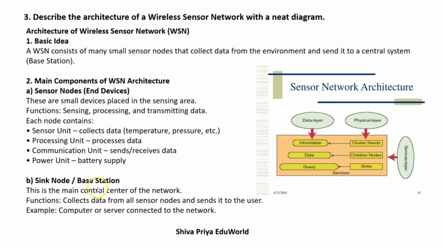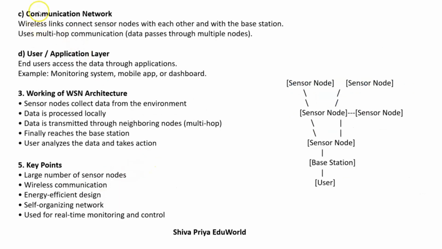This is the base station. And the next one is the communication network. We have wireless links connecting sensor nodes with each other and with the base station. It uses multi-hop communication, so data passes through multiple nodes as well. Then the user or application layer: the end user accesses the data through applications, for example monitoring systems, mobile apps and dashboards.